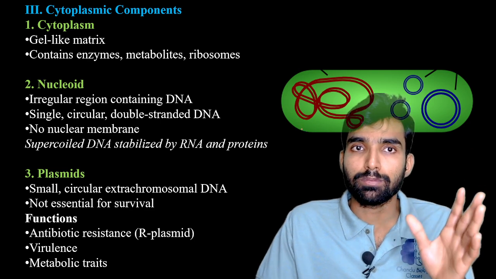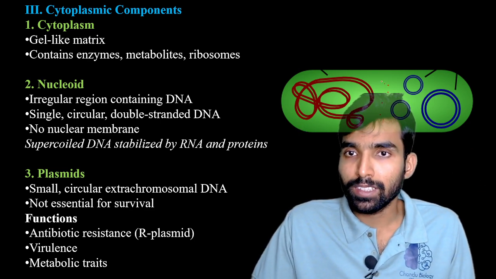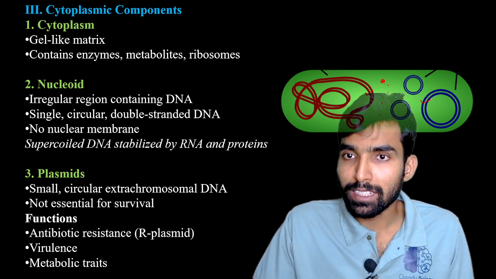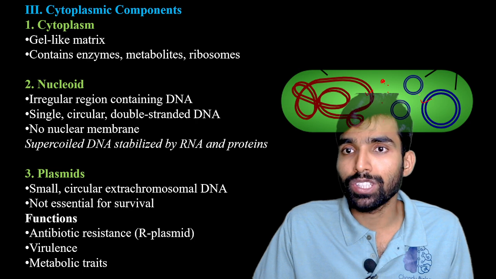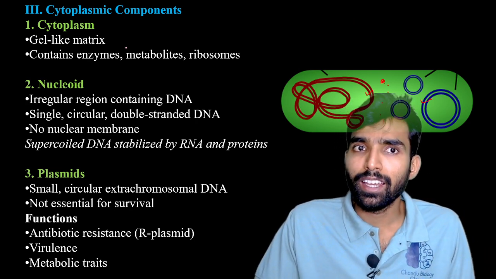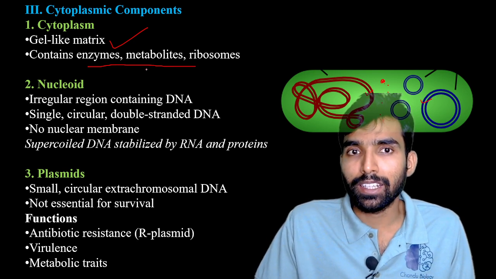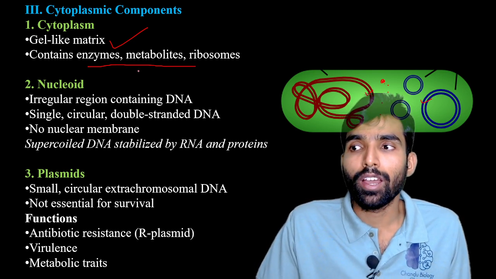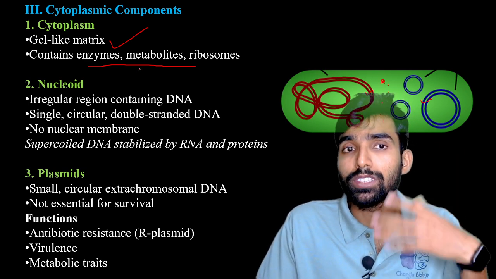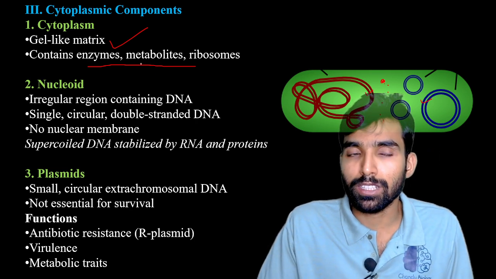Next is the cytoplasm, the cytoplasmic components. This is the cytoplasm inside. There are ribosomes, a nucleoid, plasmids, and storage granules. Let's consider the cytoplasm first. It's a gel-like matrix that contains a lot of enzymes, like all the glycolytic enzymes, because bacteria don't have separate compartments. Whatever they need to perform will be done in the cytosol or cytoplasm only.